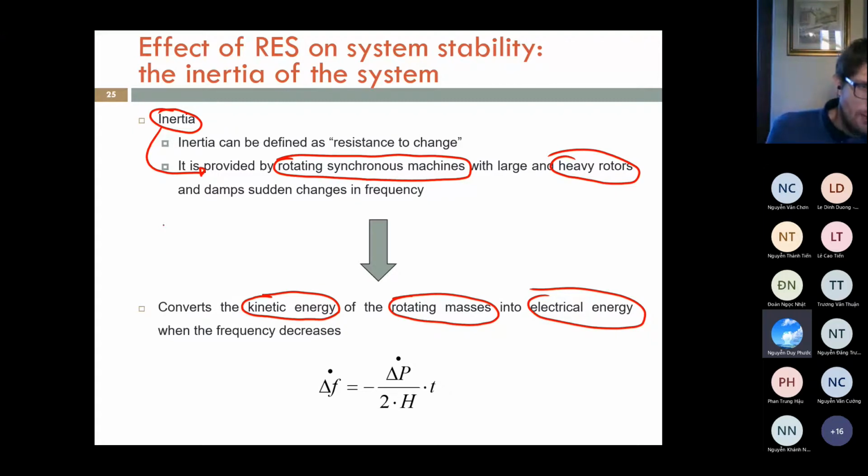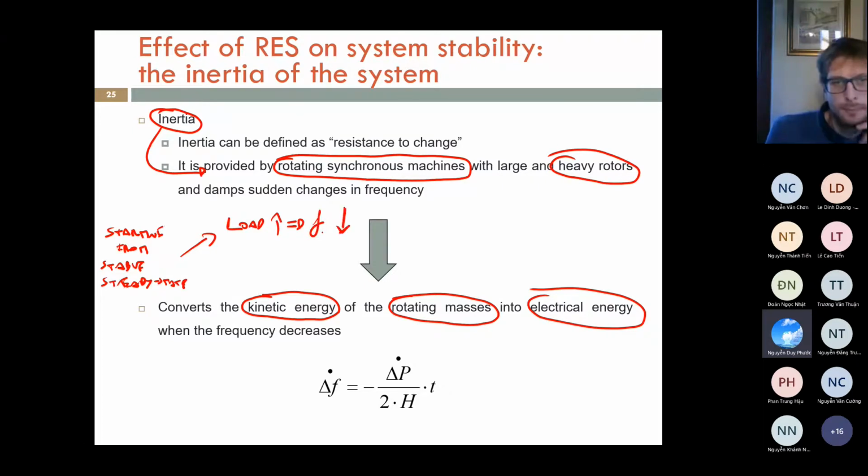You probably know that if I'm starting from a stable steady state, if the load increases, what happens to the frequency of the system? The frequency of the system decreases. Okay? Or, sorry, the generation decreases. On the other hand, if the load decreases or the generation increases, the frequency increases.